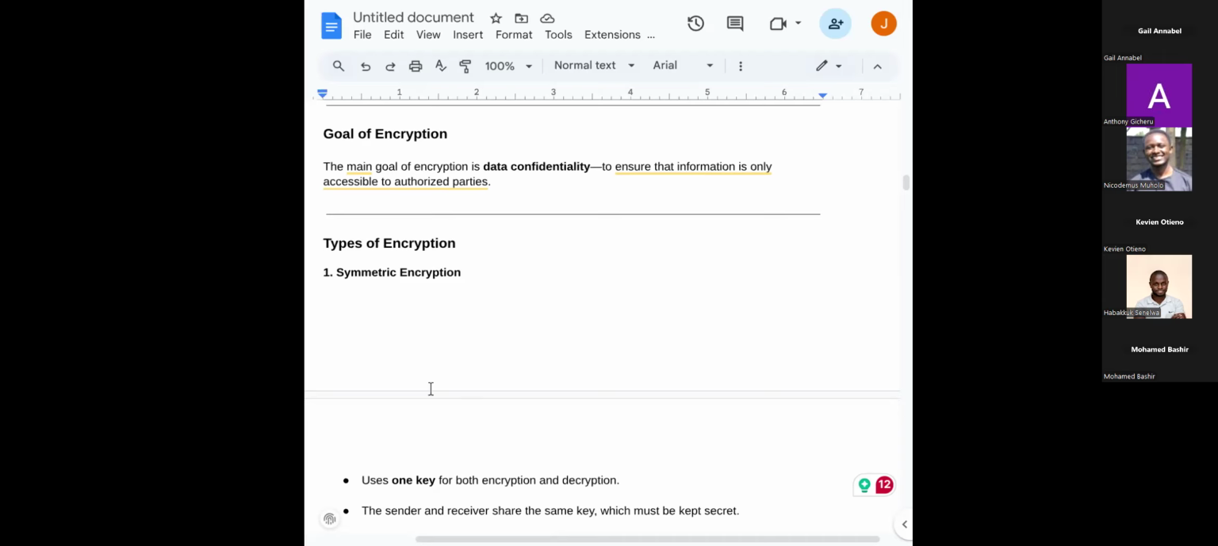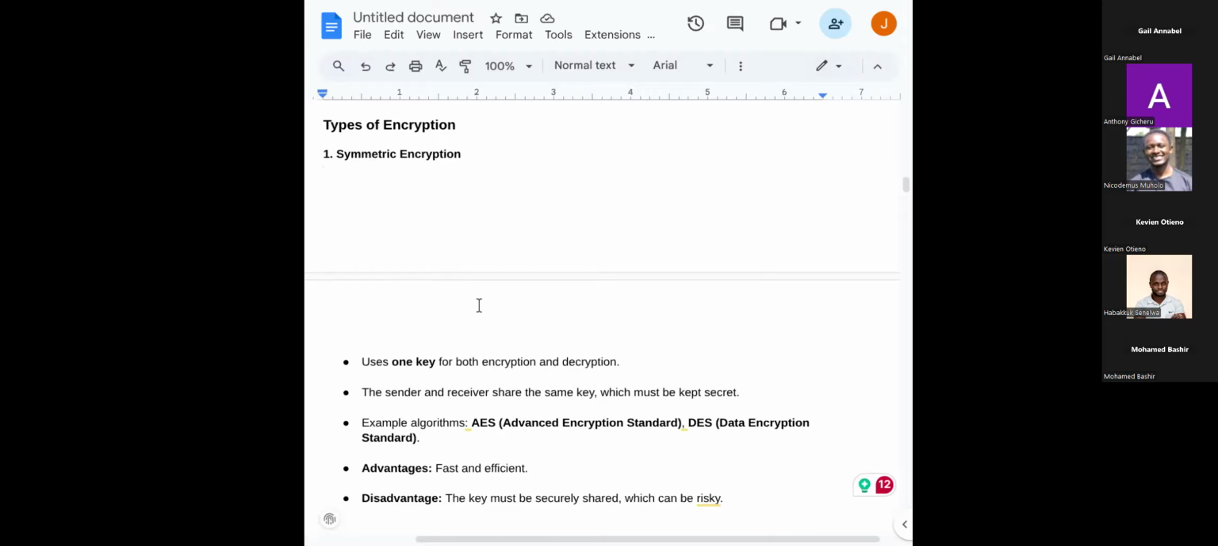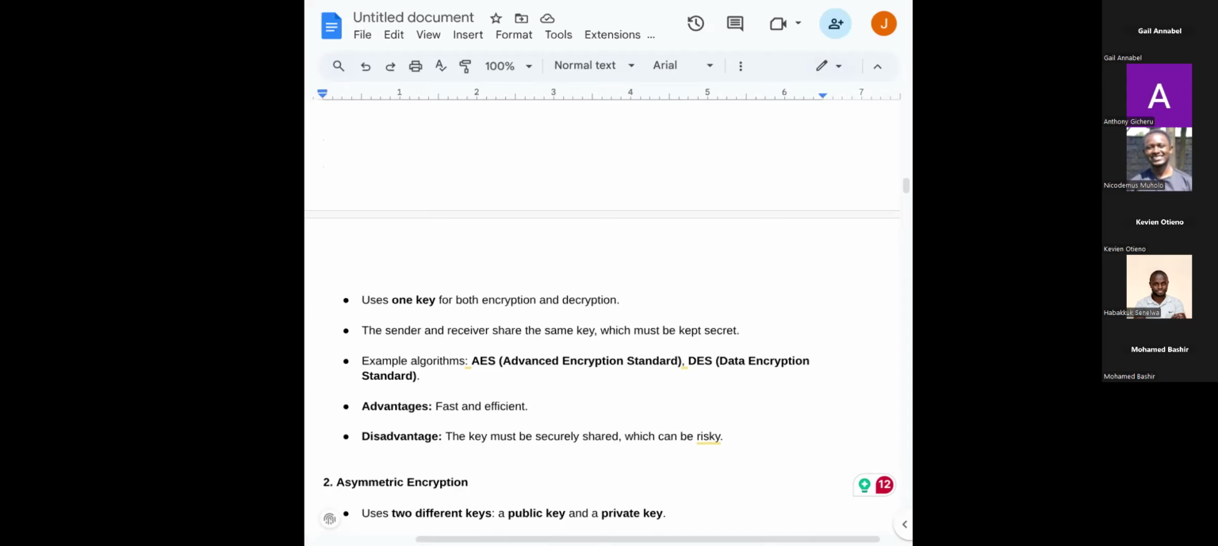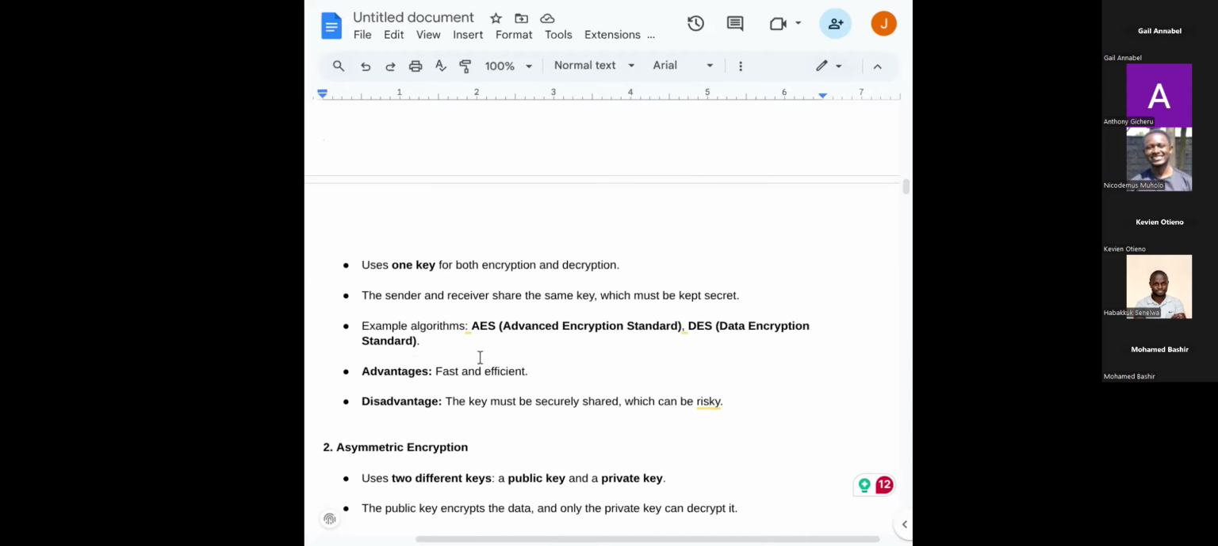For symmetric, it uses one key for both encryption and decryption. For example, I gave you an example of the Caesar cipher where we used one key to encrypt and the same key to decrypt. So that's a symmetric encryption. The advantage is that it is fast and efficient. It is fast for you to convert your data to unreadable and readable, and it is also easy. The disadvantage is that the key must be shared securely.